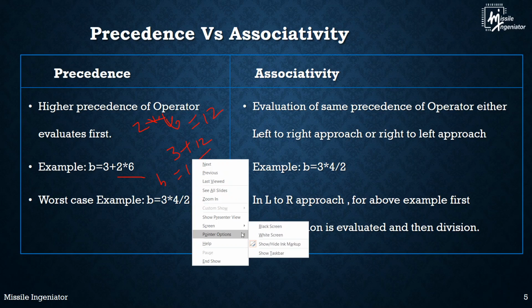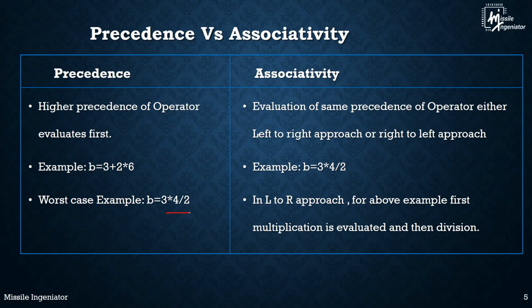But what happens if we have an expression like this, where multiplication and division have the same type of precedence? Yes, it is the same precedence. So how do we perform the operations? At that time we go into the concept of associativity. We have two approaches: the left to right approach or the right to left approach.